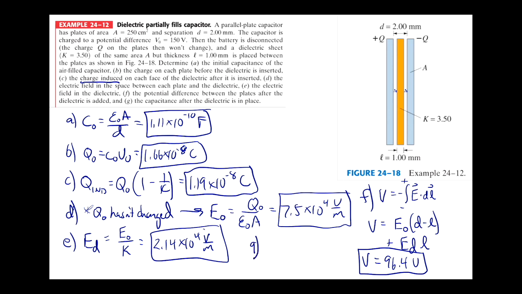And then finally, G. G says, what's the capacitance after the dielectric's in place? There's a number of different ways we could go about this. Let's just say C is Q over V because we have those pretty easily. And that's going to give me 172 picofarads. And at that point, we are done with chapter 24. Does anybody have any questions?